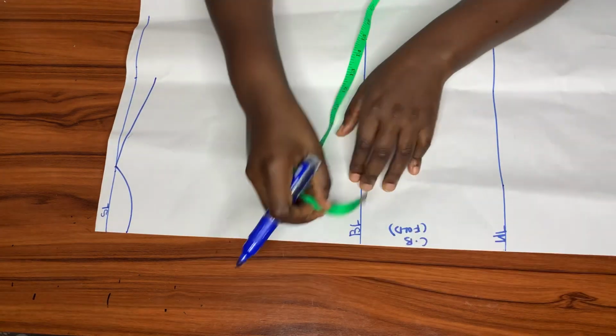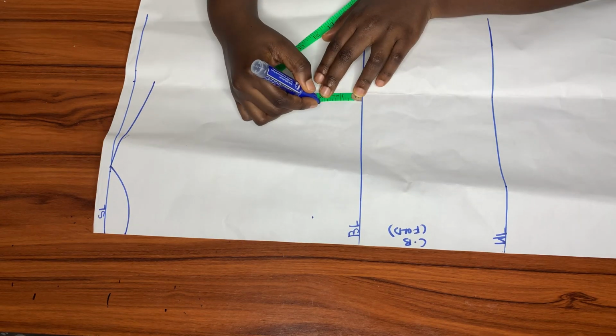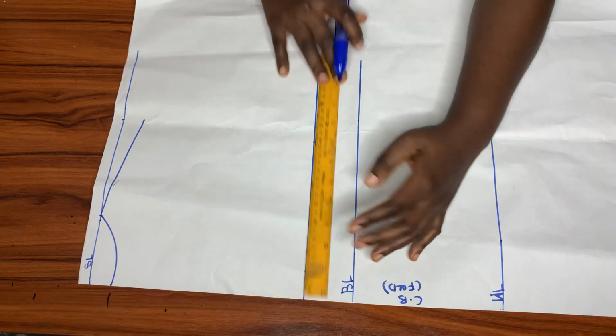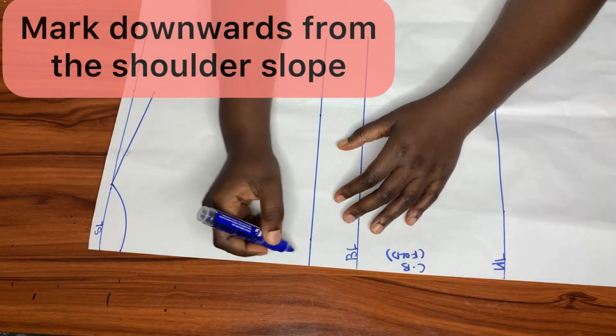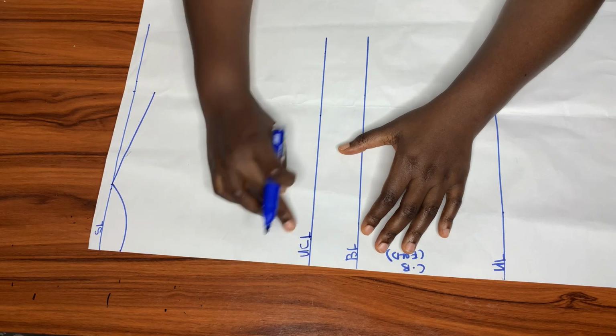Once that's done, I'll be moving up from my bust line by 2 inches to create my upper chest line. You can determine your upper chest line by dividing your bust circumference by 6 plus 1.5, and then mark that point downwards from the shoulder line. For me, it's the same thing as going up from my bust line by 2 inches.